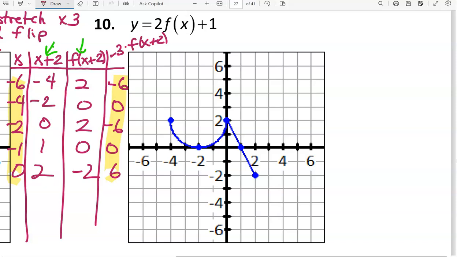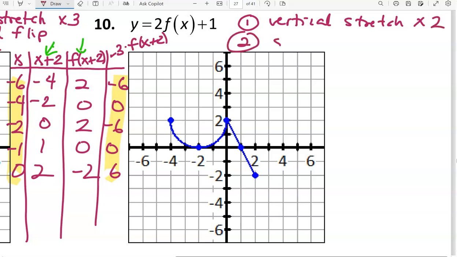For number 2, we have two operations that are happening to the outside of the function. Since there are two separate operations happening to the outside, order actually is important. The first of these is a vertical stretch with the factor of 2, and the second is a shift up 1.